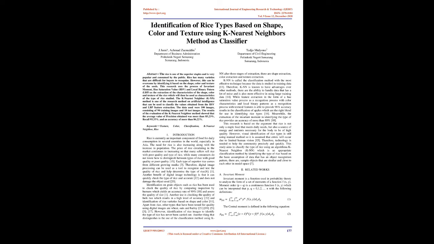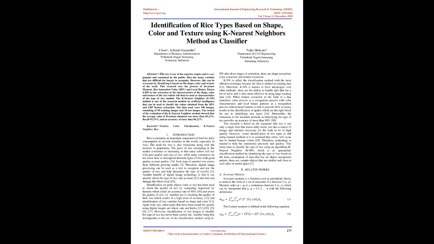The data used were 100 images, consisting of 90 training images and 10 test images. The results of the evaluation of the k-nearest neighbor method showed that the average value of precision obtained was more than 85.23%, recall 95.33%, and an accuracy of more than 86.22%. Keywords: texture, color, classification, k-nearest neighbor, rice.